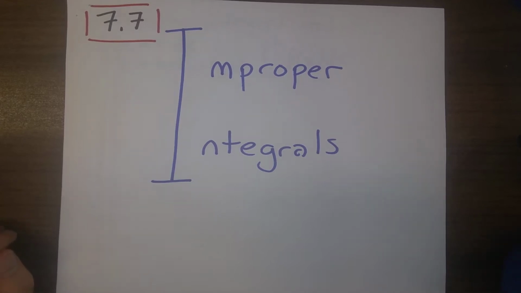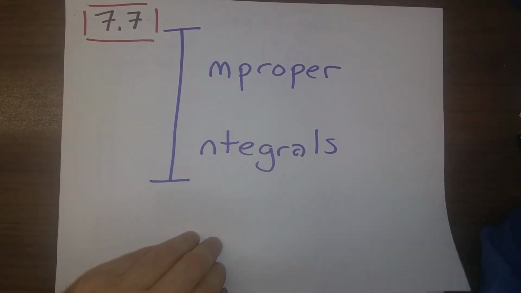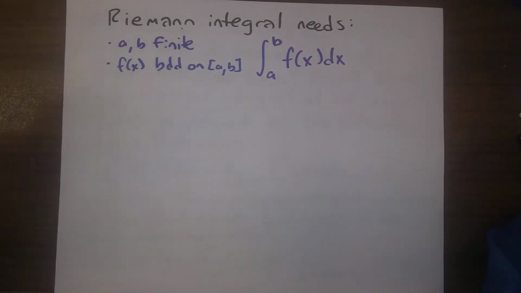7.7, Improper Integrals. Now, we're working our way through Chapter 7, entitled Techniques of Integration. This section isn't so much about a new technique of integration as it is a new type of integral for us to evaluate. Although certainly there will be special ways for us to evaluate these integrals that we haven't looked at before. So, what's going on in this section?